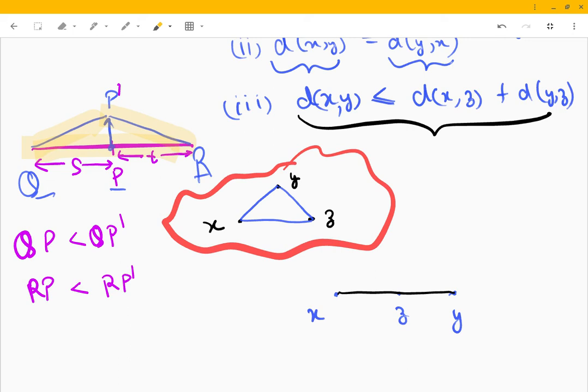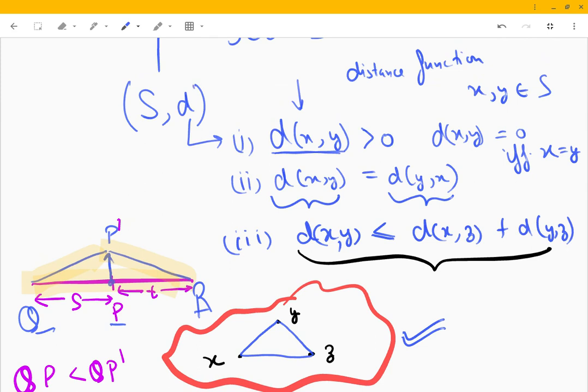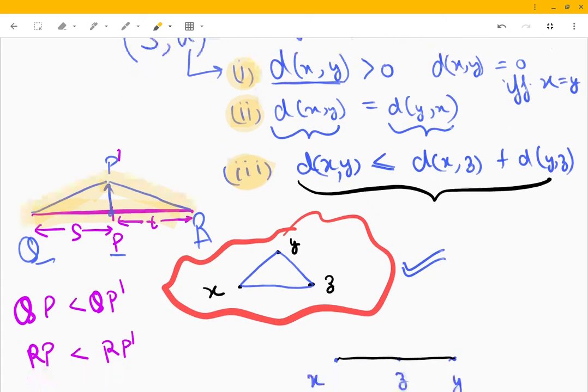Very basic, right? And this is what a metric space is: a set with a distance function satisfying these three properties. That is what a metric space is. I hope this is clear.